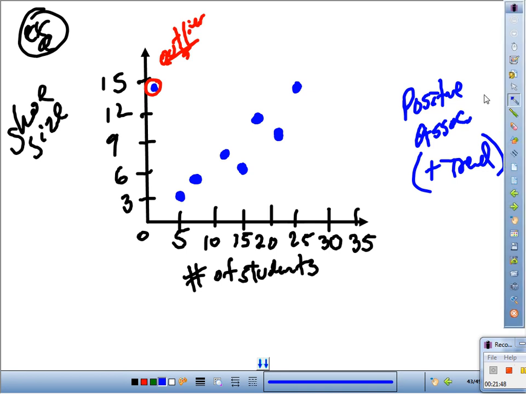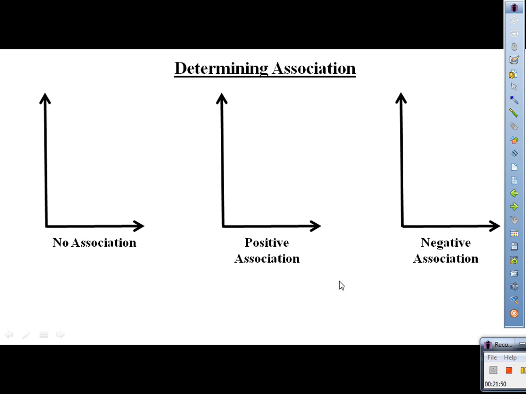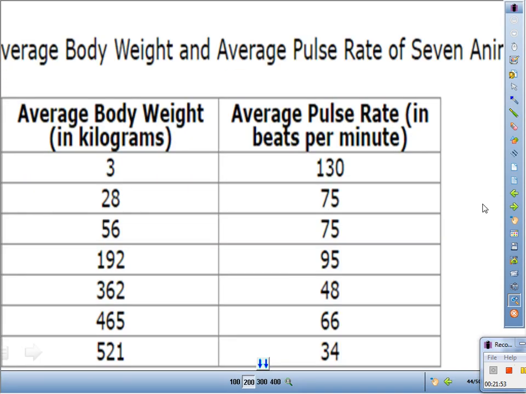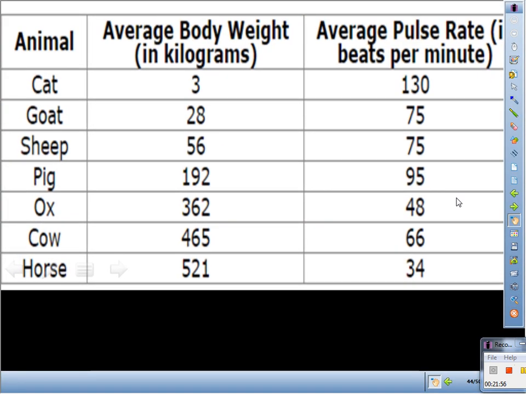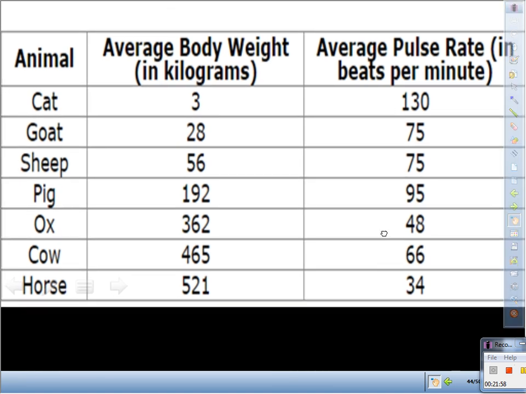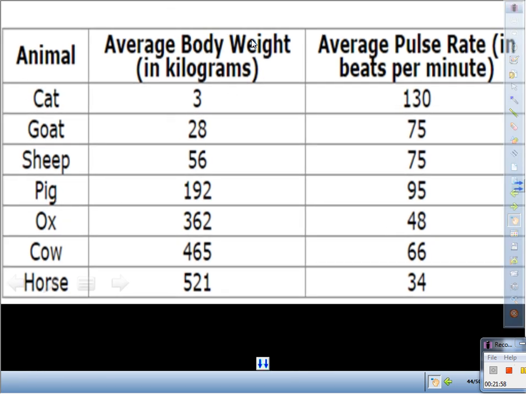So watch. For the home plate, they're going to give you something like this. Focus, please. Don't copy this. Just pay attention. This is talking about animals, their average body weight, and their average pulse rate in beats per minute. The weight is in kilograms. The cat weighs 3 kilograms, its pulse rate is 130 beats per minute. The sheep, 56 kilograms, 75 beats per minute. The ox is 362 kilograms, and it's 48 beats per minute, and so on and so forth.